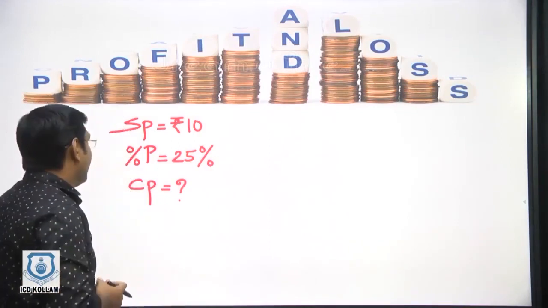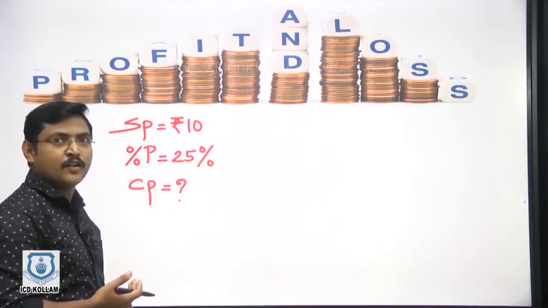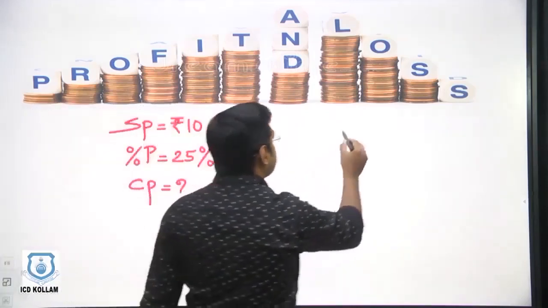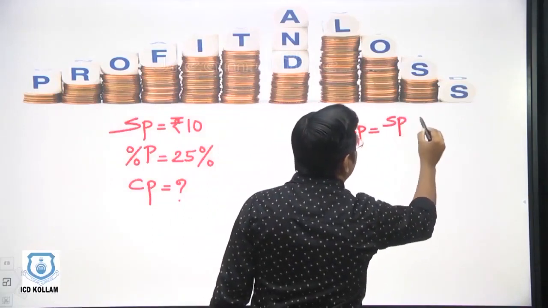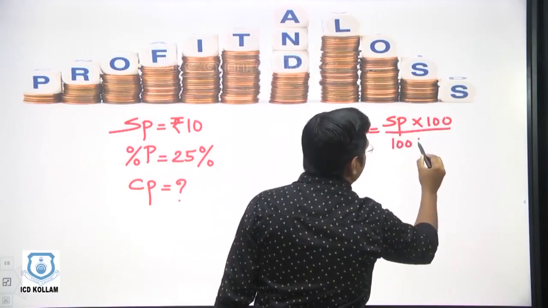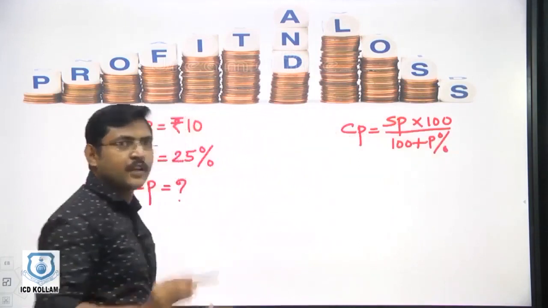So listen carefully. The selling price and the profit percentage are given, and we need to find the cost price. So normally, in order to find the cost price, the conventional frame is: cost price is equal to selling price into 100 divided by 100 plus profit percentage. This is the frame to find the cost price. On substituting, you will get the answer.